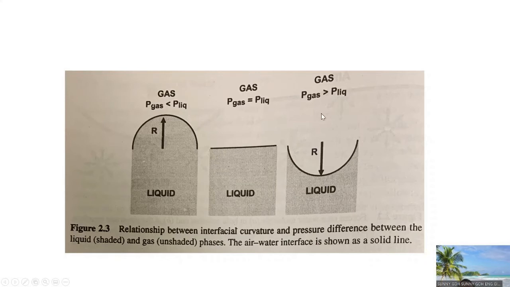And for the last diagram, it shows the pressure of gas is greater than the pressure of liquid. In this case, the greater pressure of gas pushes in the liquid surface. As a result, we can see a cave in of the liquid, the air-water interface. So there is a cave in of the air-water interface due to higher pressure from the gas than the pressure from the liquid.